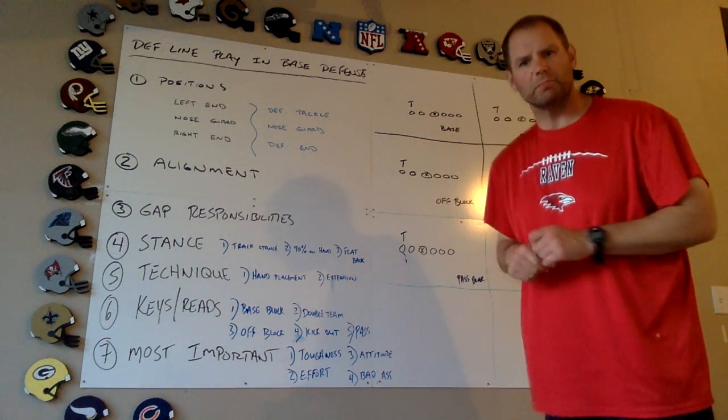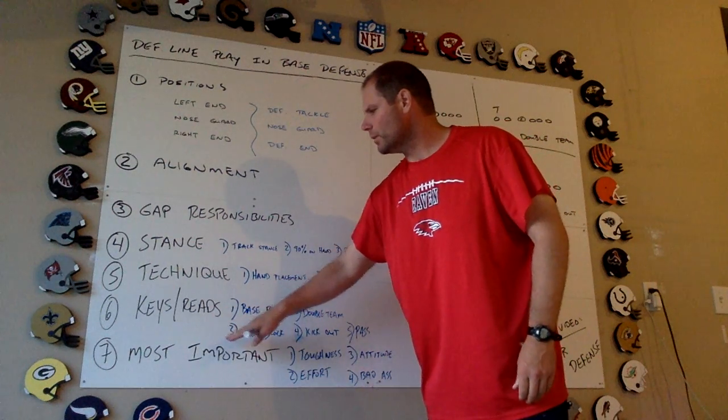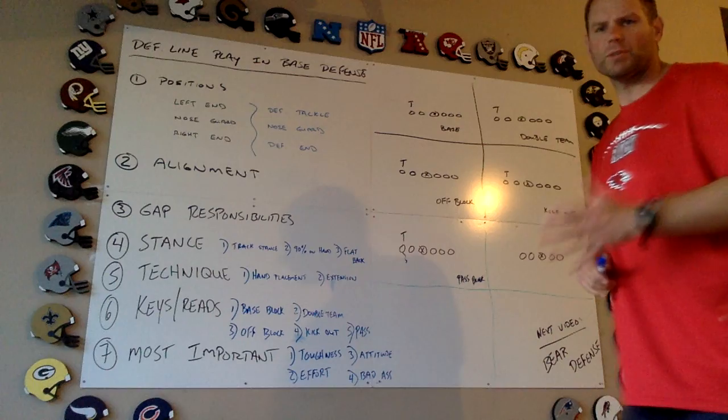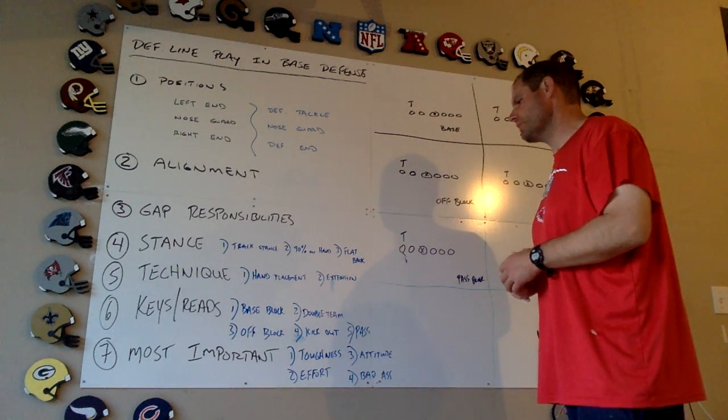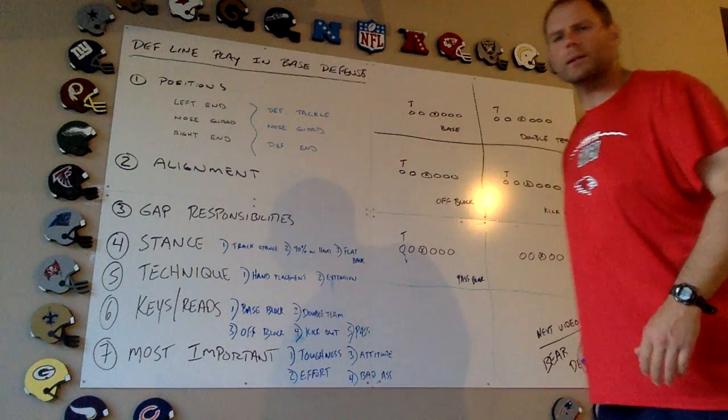Hey guys, we're going to continue on to talk about some defensive line play here in our base defense. We're going to talk about keys and reads, or how to react to certain types of blocks. So we're going to talk about five different types of blocks that a defensive lineman might see, and then how to react to it. First one is a base block.